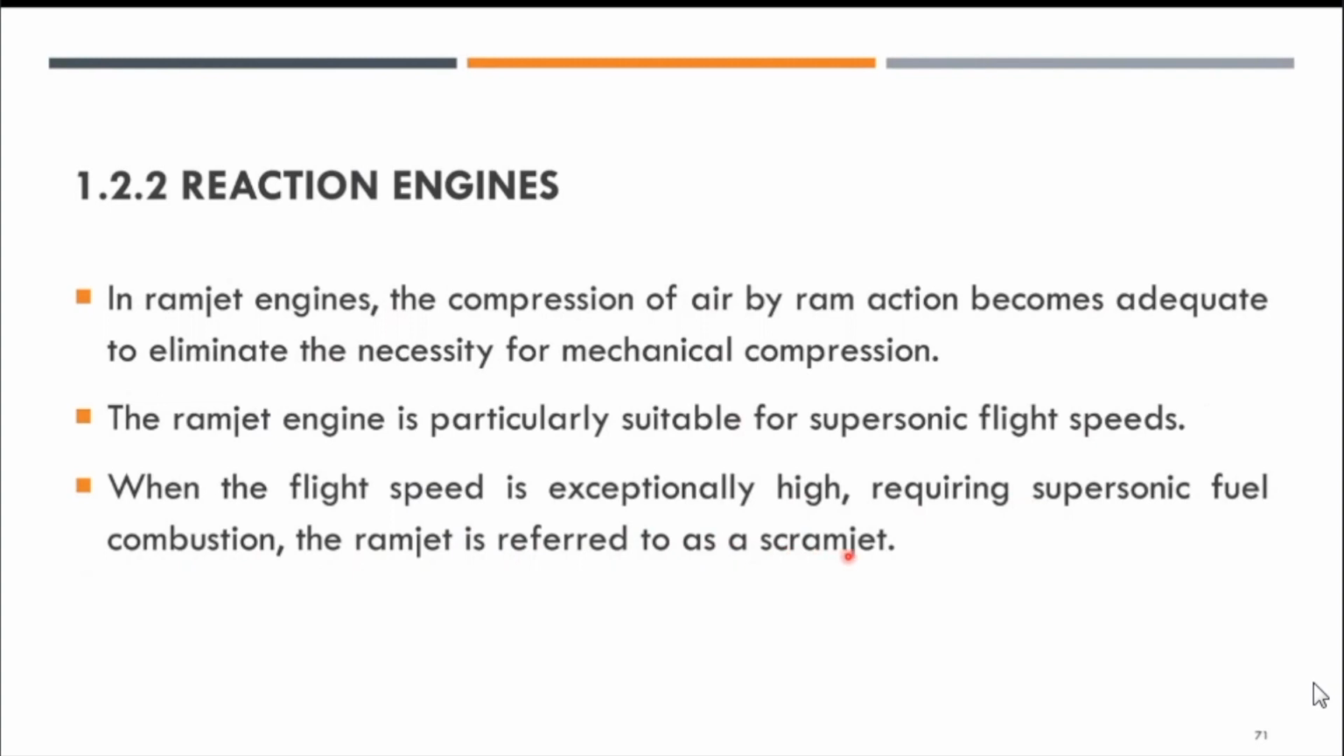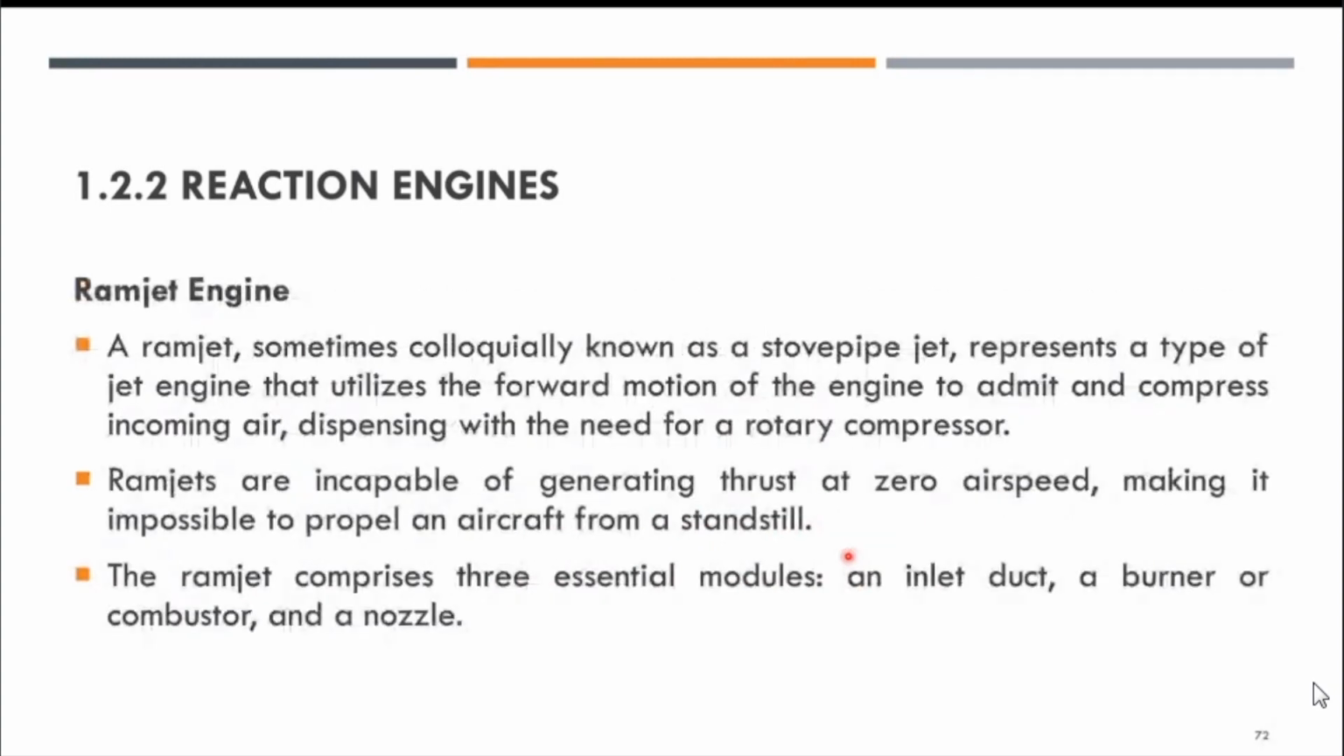Okay, let us go into them one by one. The ramjet. What is a ramjet? A ramjet, sometimes colloquially known as a stovepipe jet, right? Because it represents a type of jet engine that utilizes the forward motion of the engine to admit and compress incoming air, dispensing with the need for a rotary compressor. Okay, it doesn't need a compressor stage.